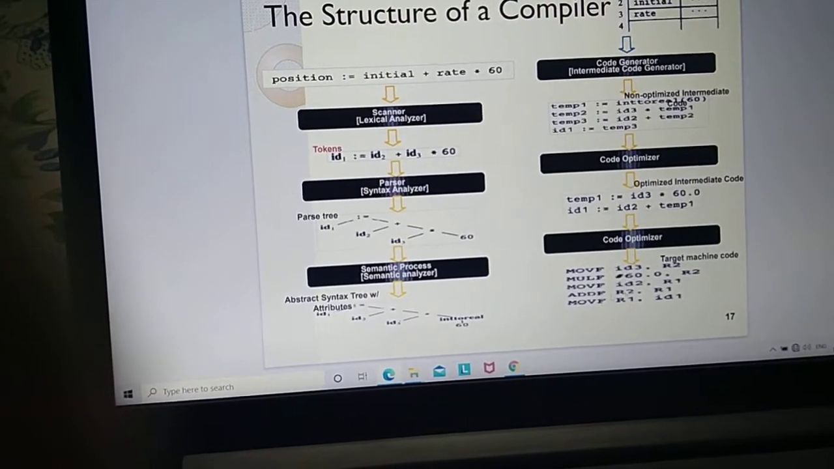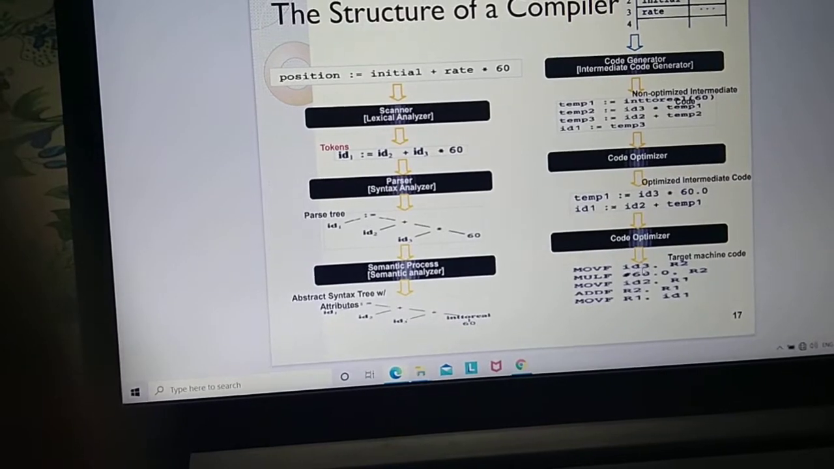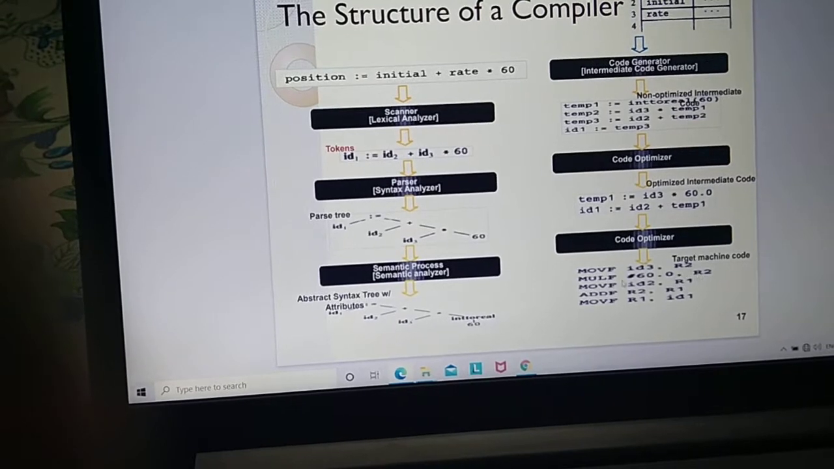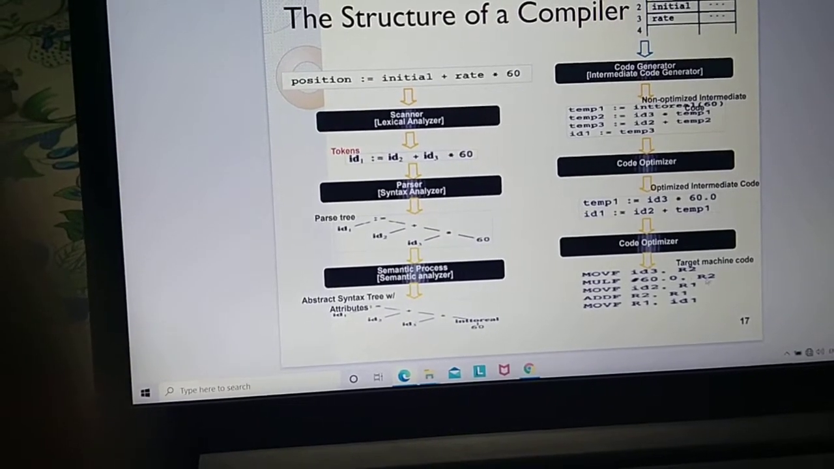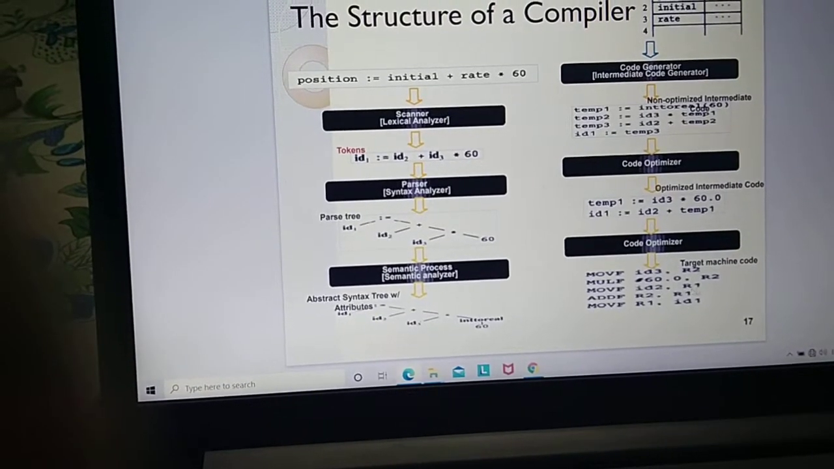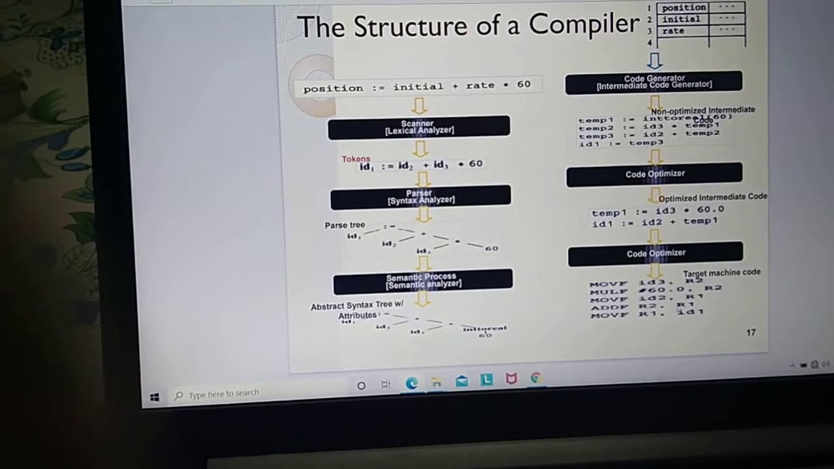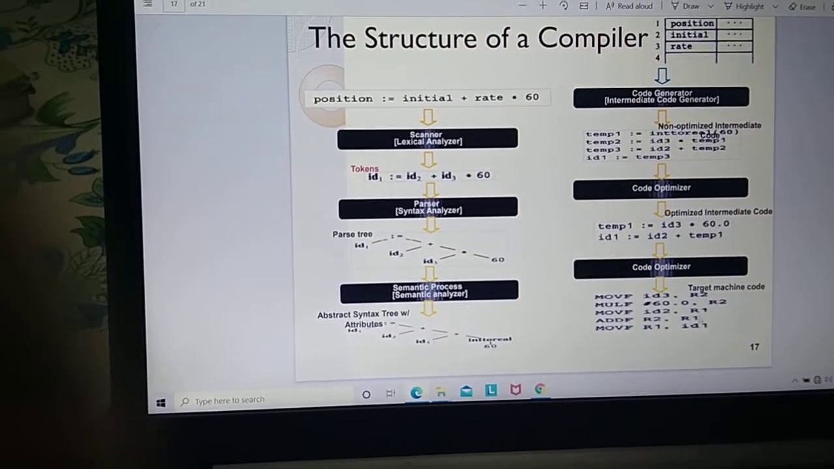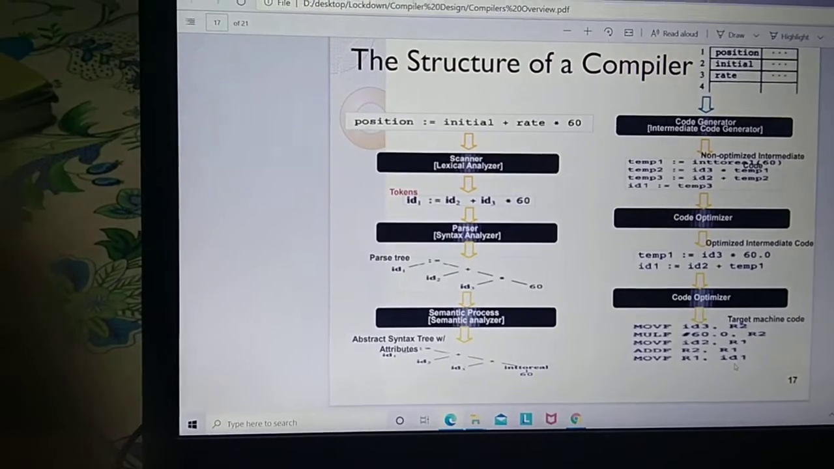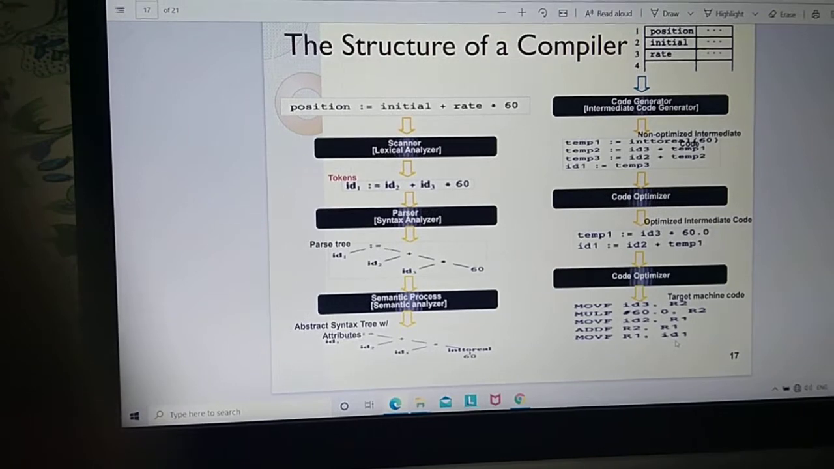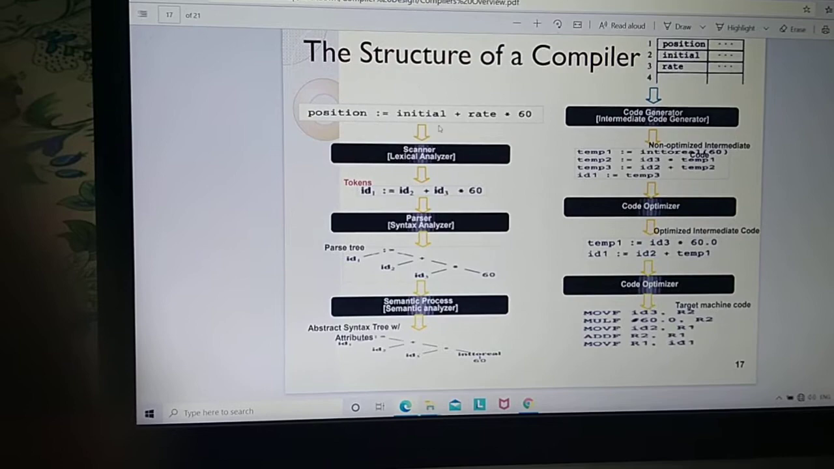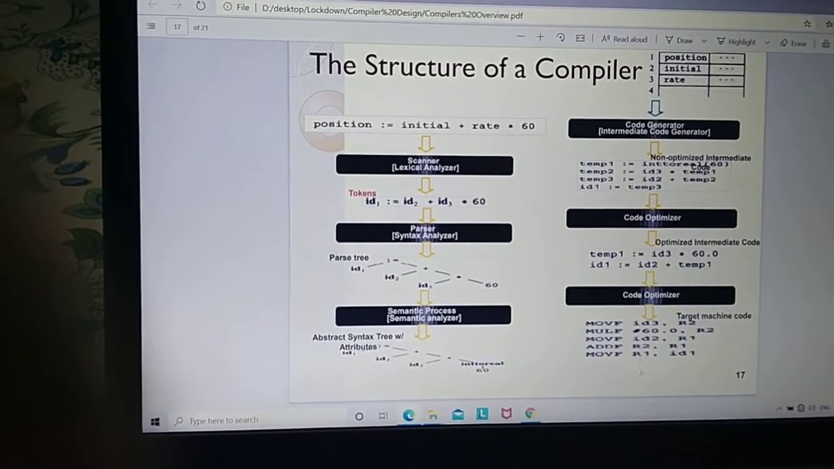Then finally it passes through the code generator and this code is generated. This is the target machine code. Here identifier 3 is moved to R2. Then it is multiplied with 60 and again the value is assigned to R2. Then identifier 2 is moved to R1. R1 and R2 are added and the value is stored in R1, that is register 1, and then finally the register 1 value is stored in identifier 1. So this is the structure of a compiler. Here this is the source code, position equal to initial plus rate into 60, and this is the target code.